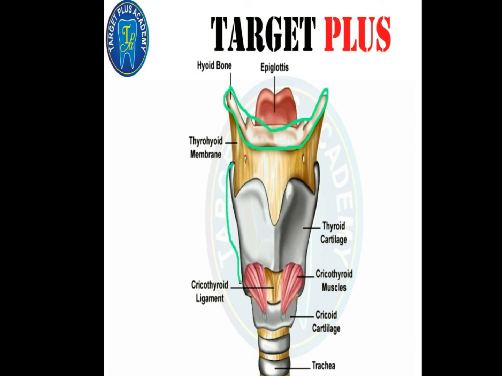So remember, the membrane is pierced by the internal laryngeal nerve and by the superior laryngeal vessels. Next comes the hyoepiglottic ligament. It connects the hyoid bone to the epiglottic cartilage. And second is the cricotracheal ligament. It will connect the cricoid cartilage to the trachea. So this is the cricotracheal ligament.